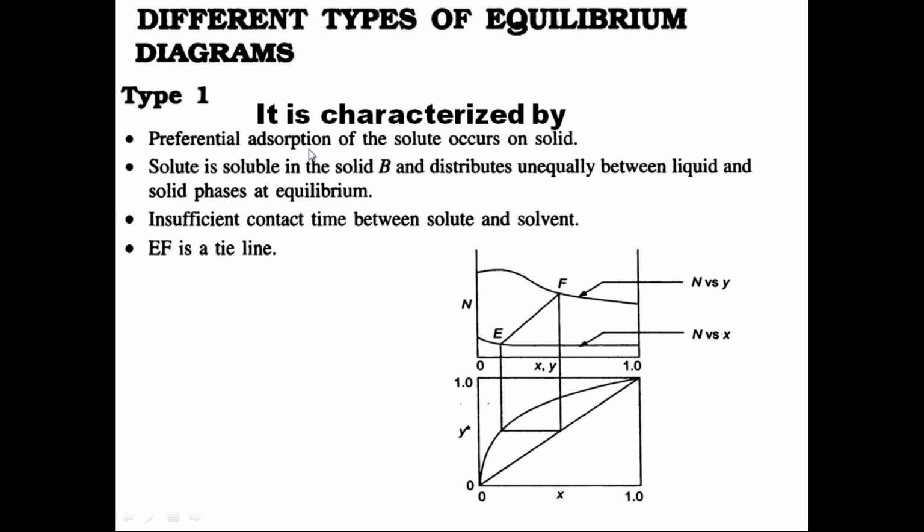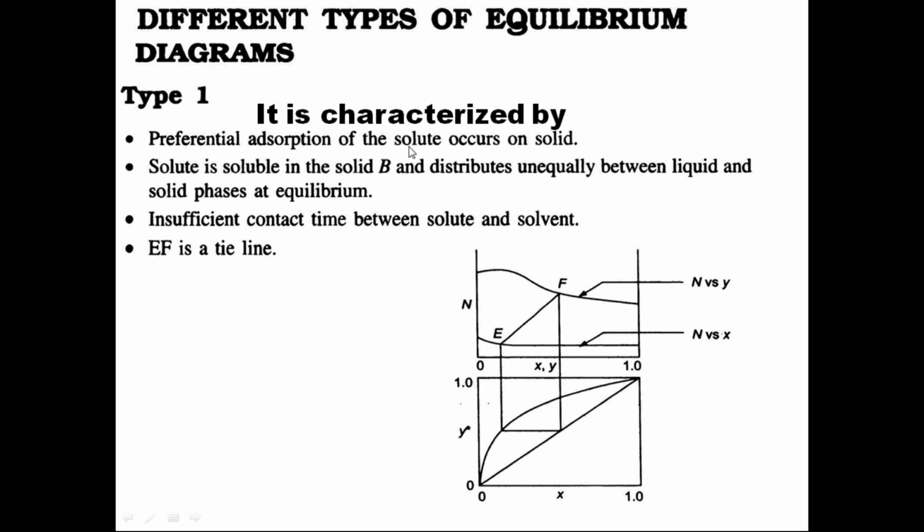One is the preferential adsorption of the solute on the solid. Once the solute is dissolved in the solvent, the inert solid will adsorb. You know what adsorption is? Adsorption is the back mass transfer operation. That means the liquid has certain solute, and that solute will adhere onto the solid surface. That may happen due to intermolecular forces. Once the solute is dissolved in the liquid, it comes back onto the solid. If that happens, you can call it preferential adsorption.